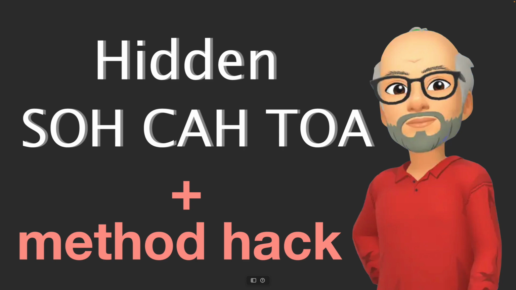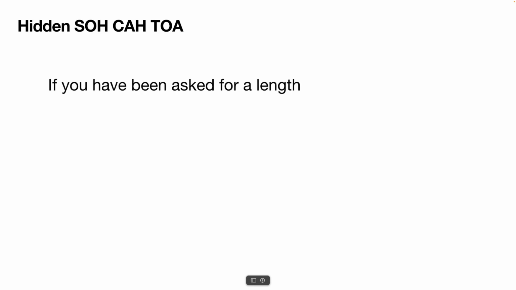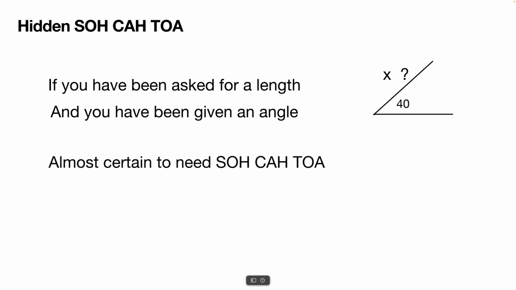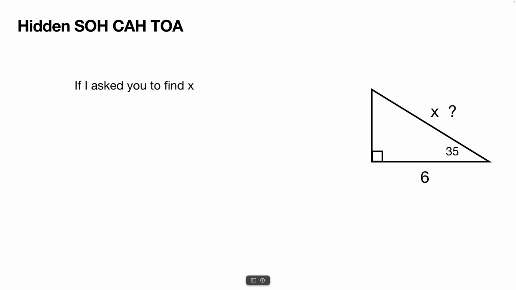Occasionally you will get a question that you can't start, and if it involves angles and you want to find a length, then it's probably hidden SOH CAH TOA. Let's take a simple example. You've been asked for a length and you've been given an angle. Almost certain to need SOH CAH TOA, but sometimes that is hidden from you. Let's look at an example.